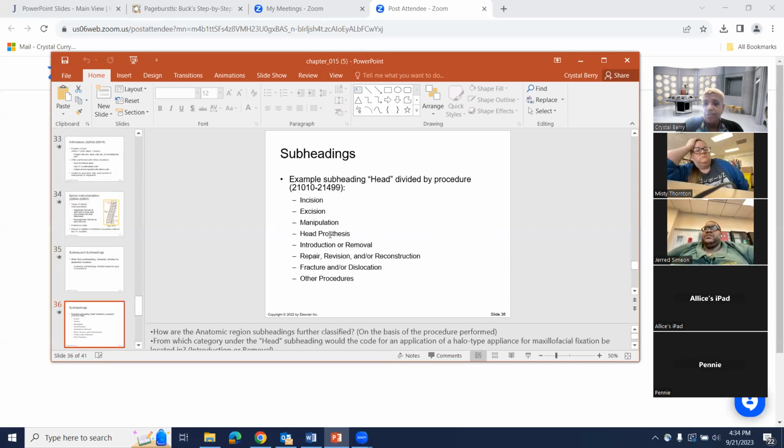And it tells you here, subheadings. Example subheading, head divided by procedure. And it goes down all the way to the end.